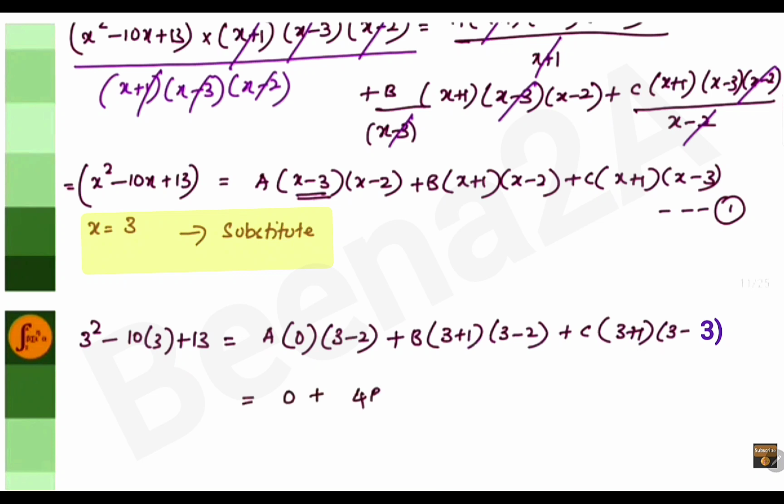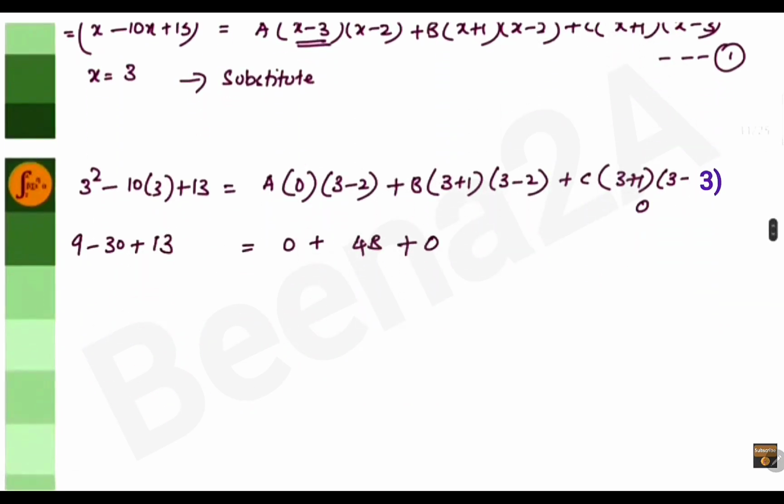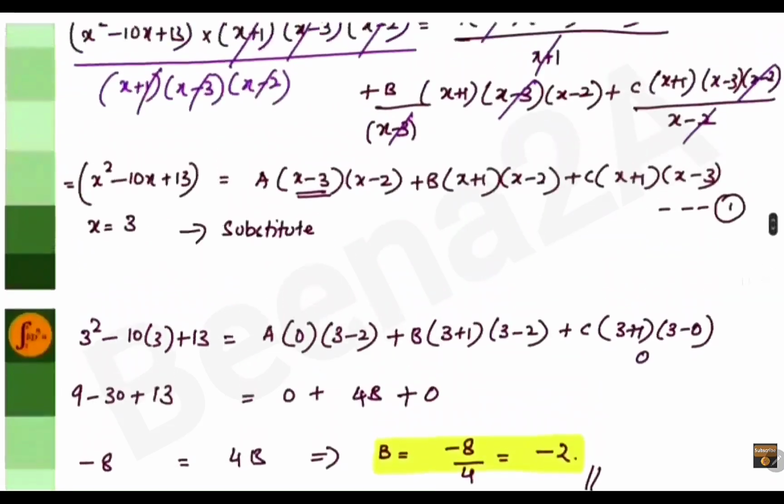We'll get 4b plus 4, this is 0, this will become 0, right? And here we're going to get 9 minus 30 plus 13, you will get minus 8 is equal to 4b, which means b is equal to minus 8 by 4. So we get b is equal to minus 2. Now we'll find the second one.